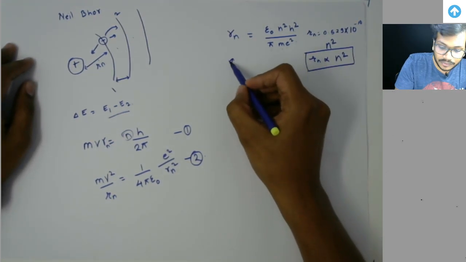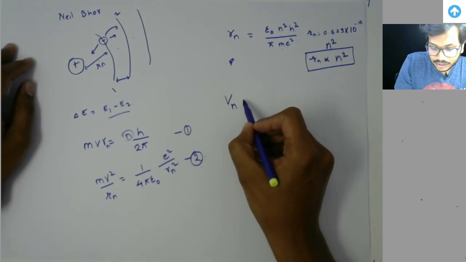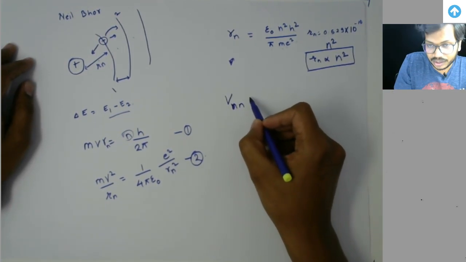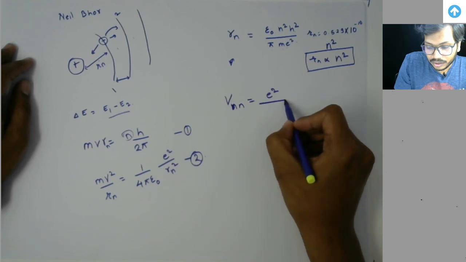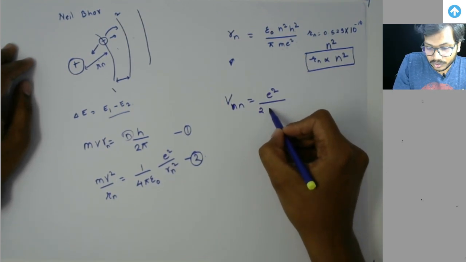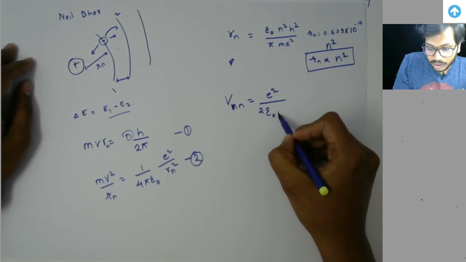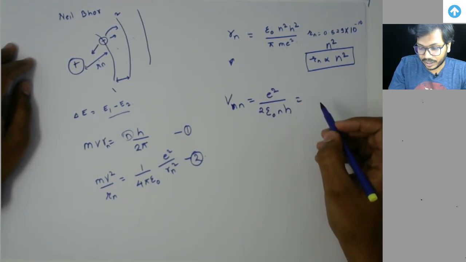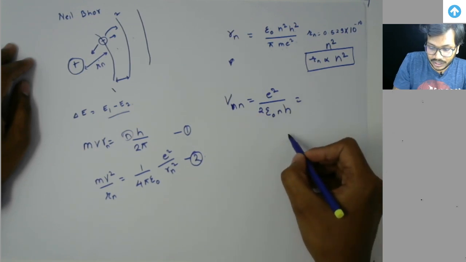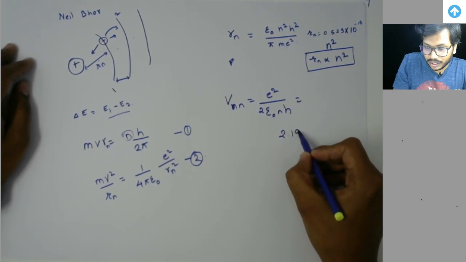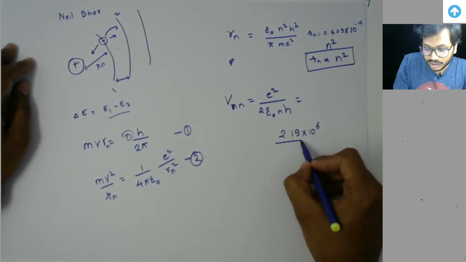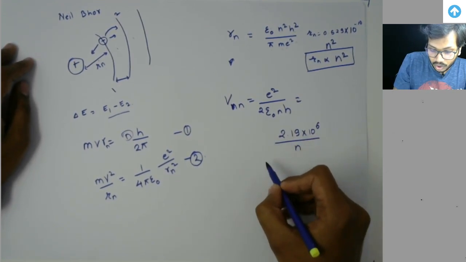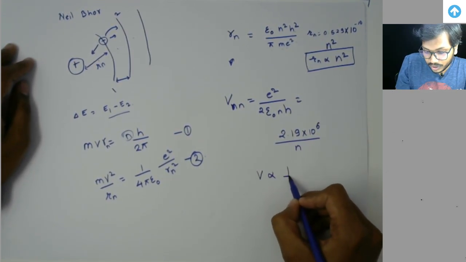And similarly with velocity, the relation for velocity in the nth shell is given by e square by 2 epsilon naught n into h. Now again all of them are constants except for n, and from this relation we get 2.19 into 10 raised to 6 divided by n, or we could say v is proportional to 1 by n.